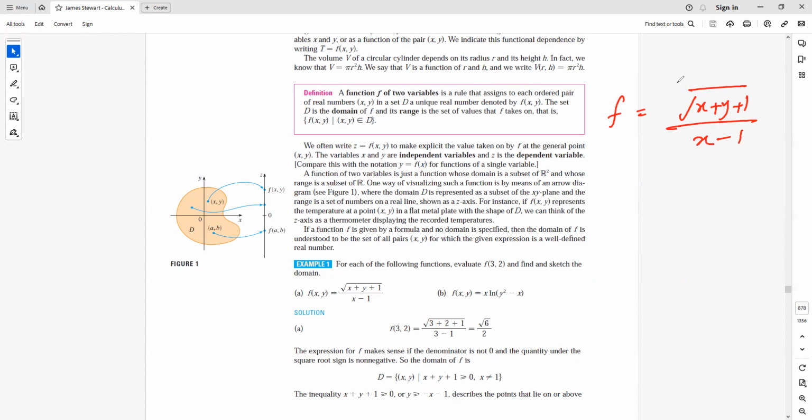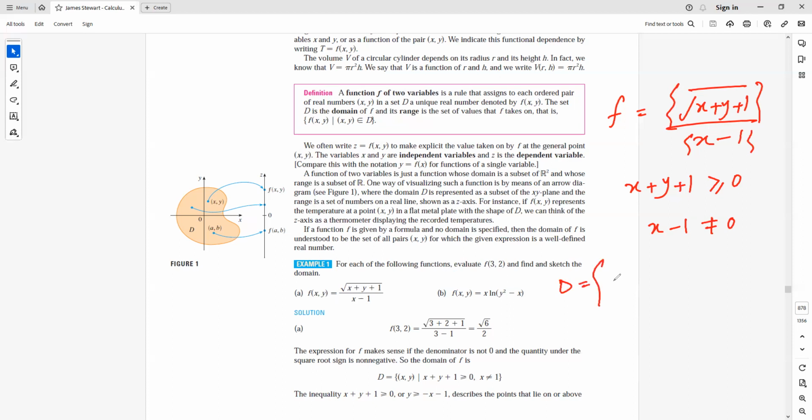So I need to consider two things here. One is that this is a square root, so we should have a non-negative value inside the square root. So we need to restrict this, that it should be greater than or equal to 0. And then the denominator cannot be equal to 0 in order to make the function defined at that point. So we can say that this x minus 1 should not be equal to 0. So now this is the domain of the function.